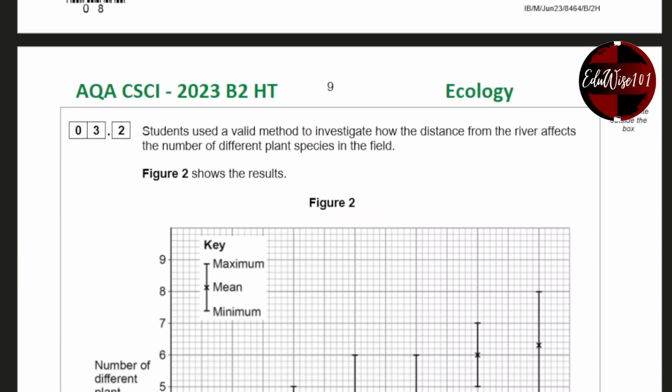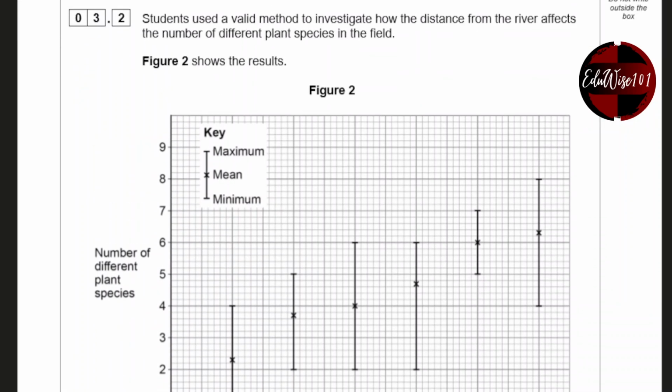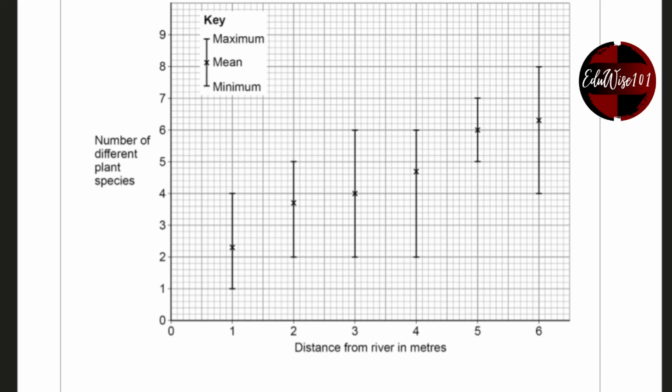3.2. Students used a valid method to investigate how the distance from the river affects the number of different plant species in the field. Here on the y-axis, you have the number of plant species, and on the x-axis, the distance from the river. At 1 meter, you can see the mean value is this cross. Now, the lowest number of plant species found was 1, and the biggest number of plant species found was 4. So this is at, let's say, 3 different points or more than that.